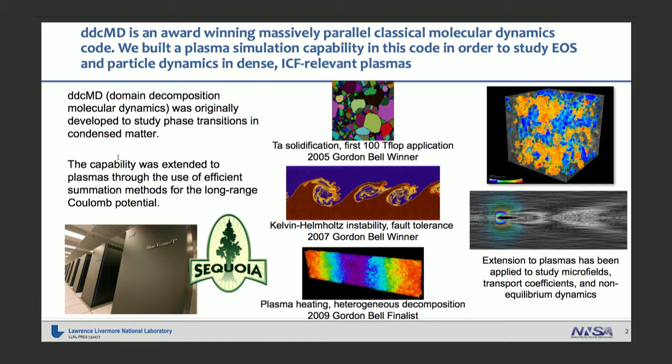The code had been initially developed to study dynamics in condensed phase systems. So it had been applied to tantalum solidification in particular. It was later applied to studying a Kelvin-Helmholtz instability between layers of liquid metals, and subsequently we applied it to plasma problems once we developed the capability to treat plasmas. It won 2 Gordon Bell prizes for the condensed matter work, and it was a finalist for a plasma heating problem that we did with DDCMD.